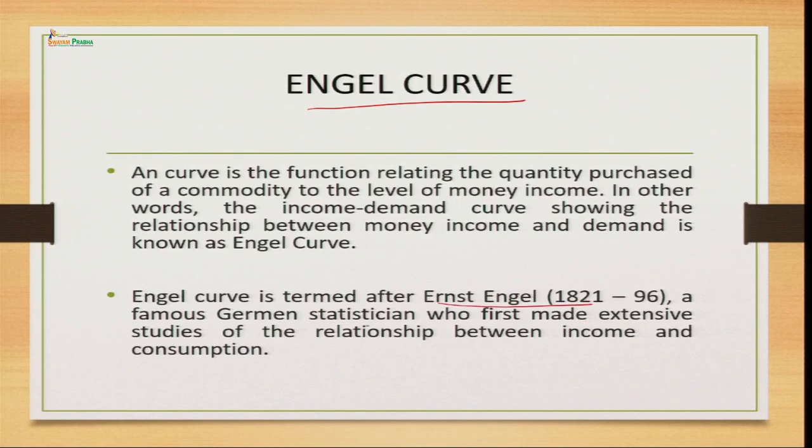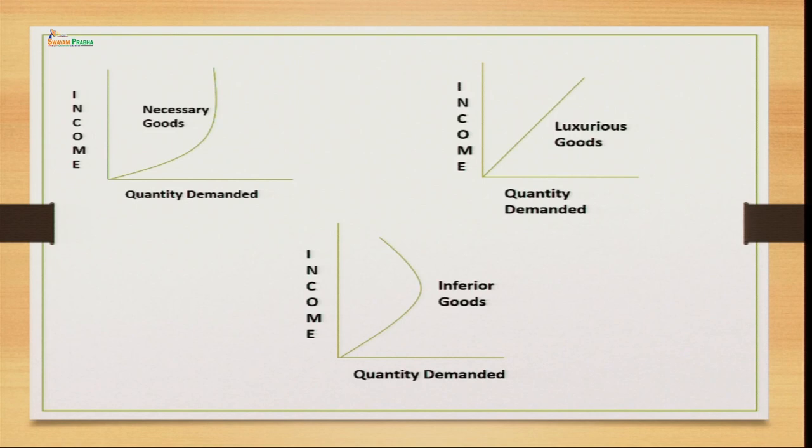He was a German statistician. He had made an extensive study of the relationship between income and the consumption of commodities, right? How he has studied this income effect on the consumption of commodities, let us look here. He has given three commodities. One is necessary goods, then we have luxurious goods, and we have inferior goods also.